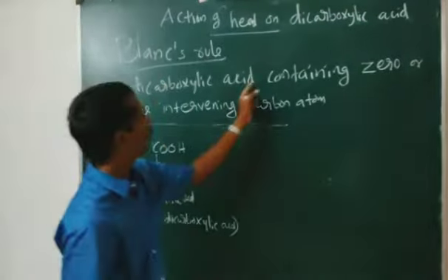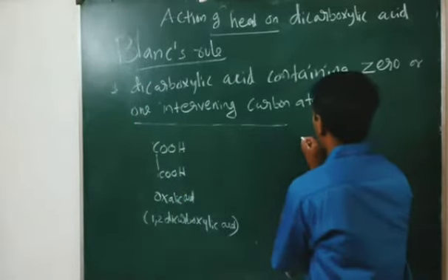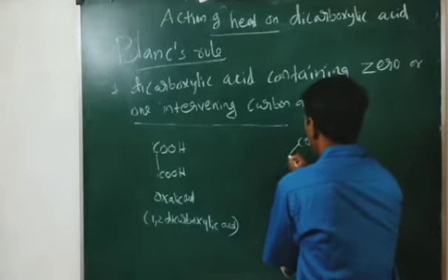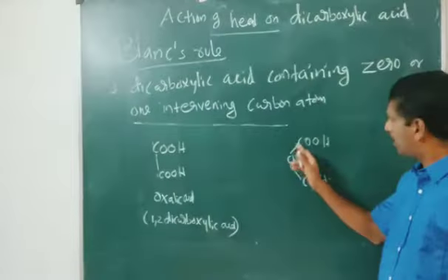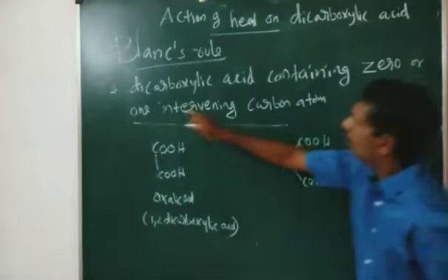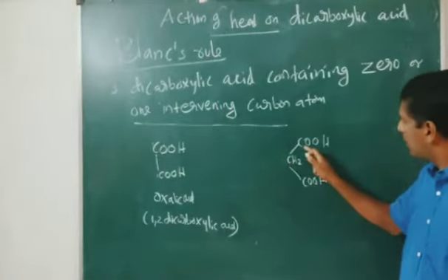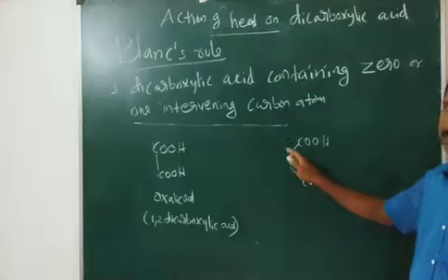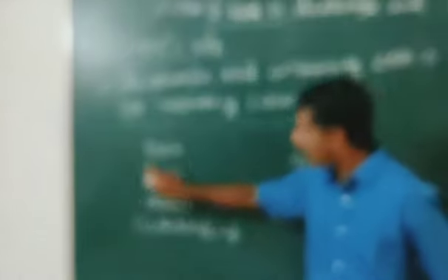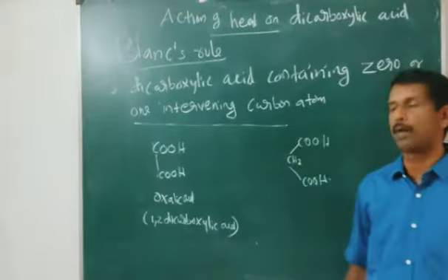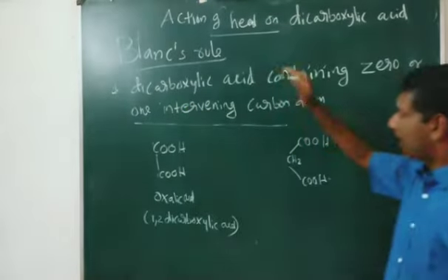Now, a dicarboxylic acid containing 1 intervening carbon atom. What do you mean by 1 intervening carbon atom? Look at here, COOH, then CH2, and again COOH. This is a dicarboxylic acid having 1 intervening carbon atom, that means between these two COOH groups there is a carbon. This type of dicarboxylic acid we are heating.